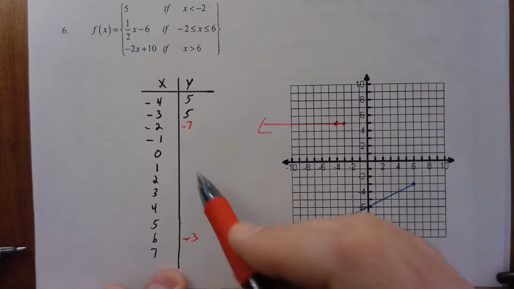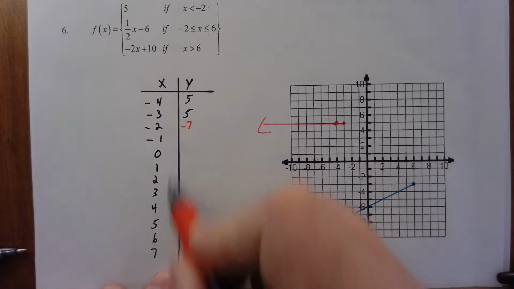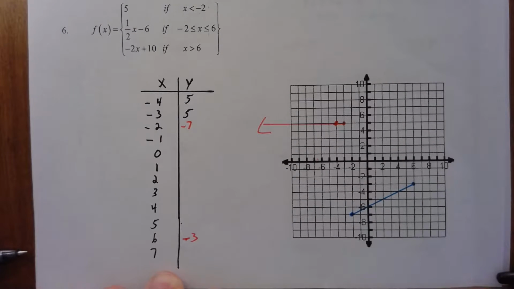So that saved me a lot of work, didn't it? Instead of having to do all these, I just plotted those endpoints and drew a straight line between them. And that's letting me include all of these numbers here without having to do any computation.